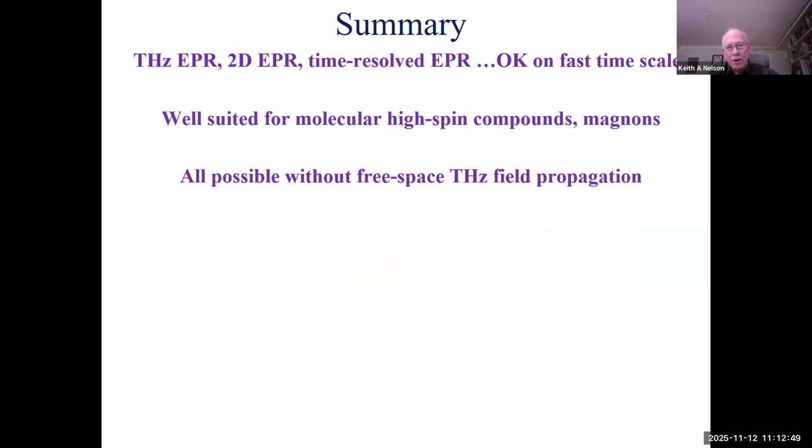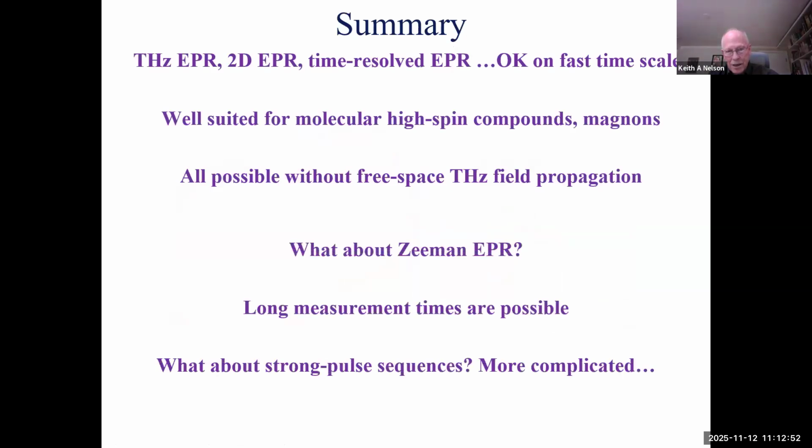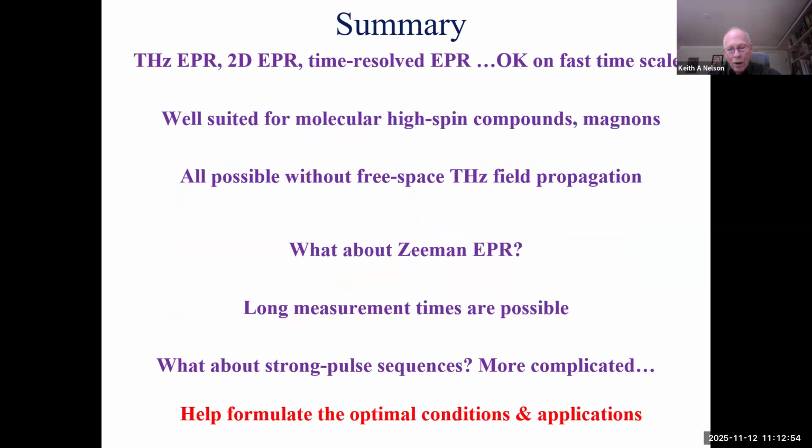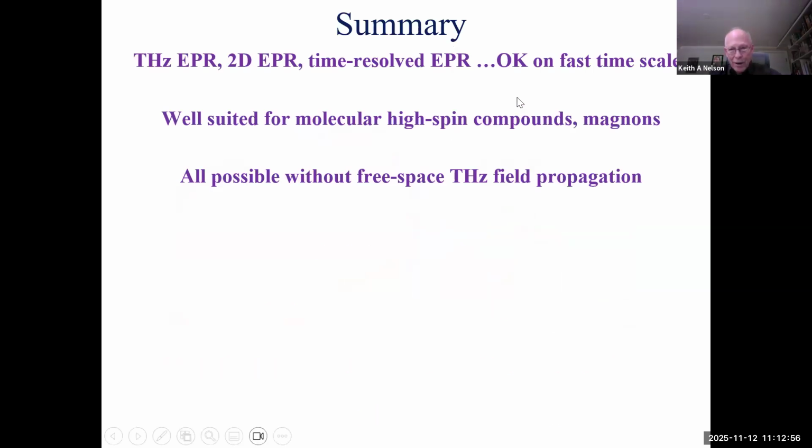So I just want to sort of summarize. What I've tried to show is that we can do various sorts of terahertz EPR. Almost everything I showed was done in free space. And it's well suited for samples like these high spin transition metal compounds or these magnon modes. And I showed at the end that this is possible without any free space terahertz propagation.